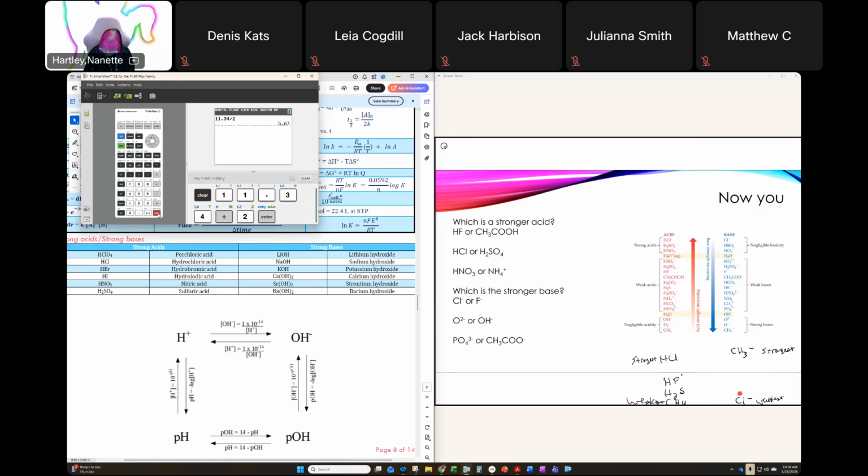Doesn't really matter which two I choose. I'm going to choose NH3, because it's right here. And then I'll choose CH3COO minus. And again, as long as they're in the same order as they are in the chart, that's what I'm looking for. Okay. So questions on that one?